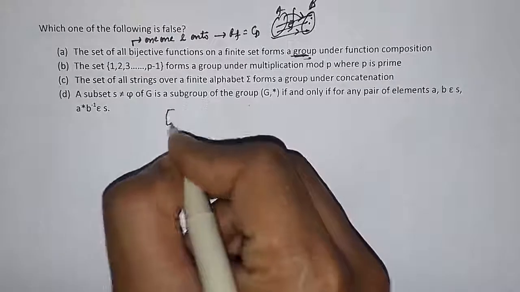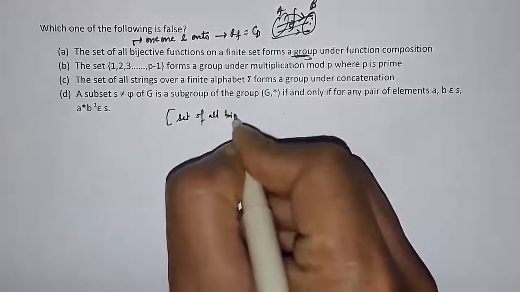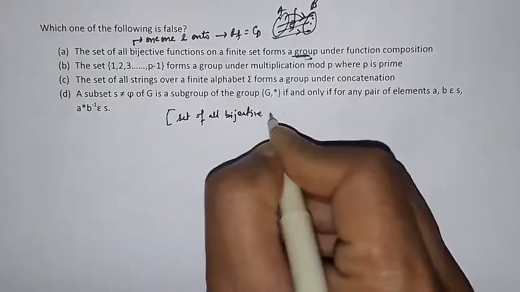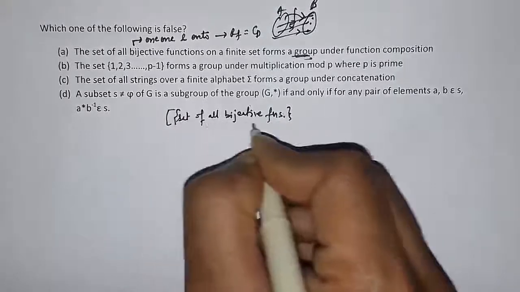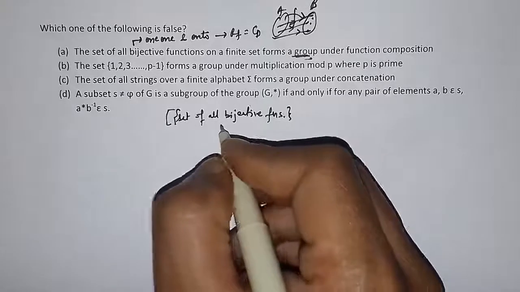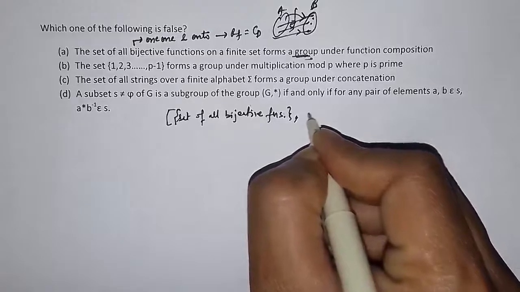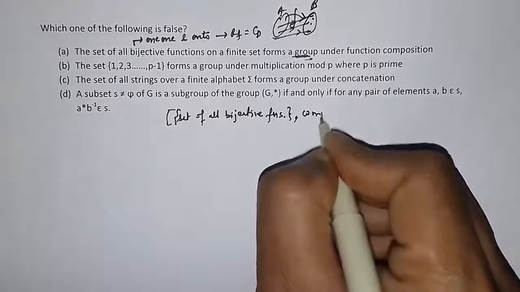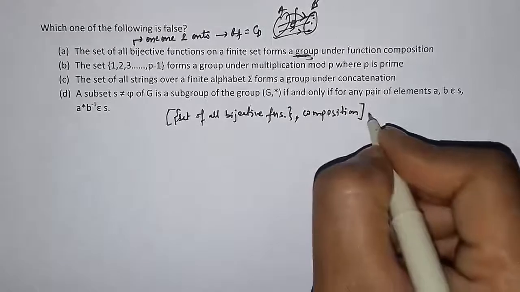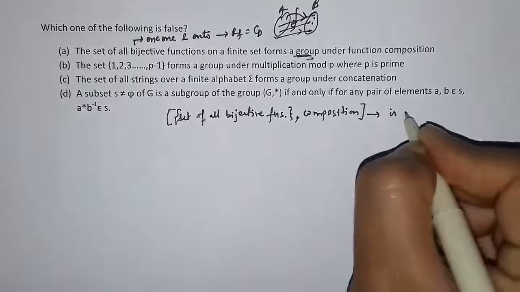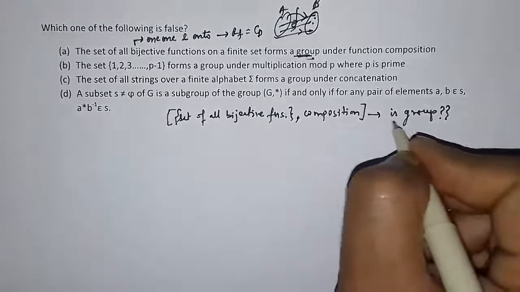First thing is the set of all bijective functions. This is a set, all the bijective functions on a finite set. Second is there is some operation. This operation is function composition. Now whether this structure is a group or not, we have to check it.